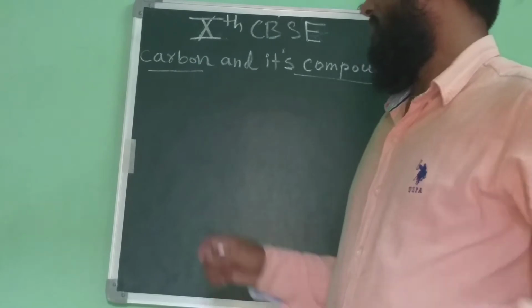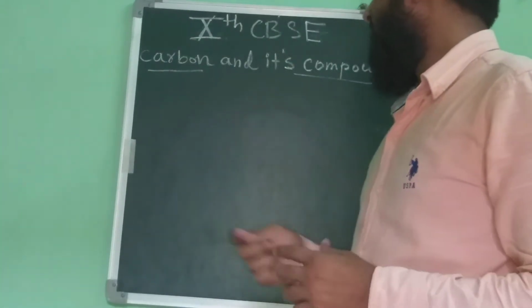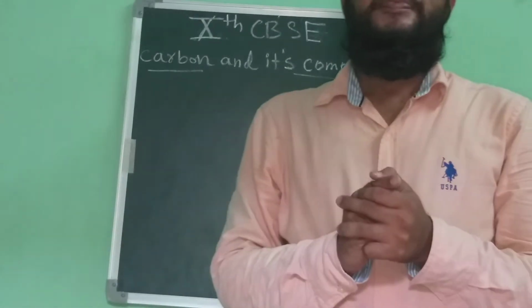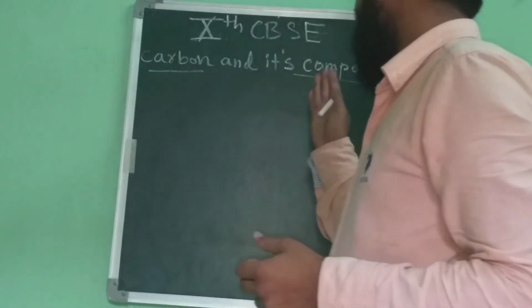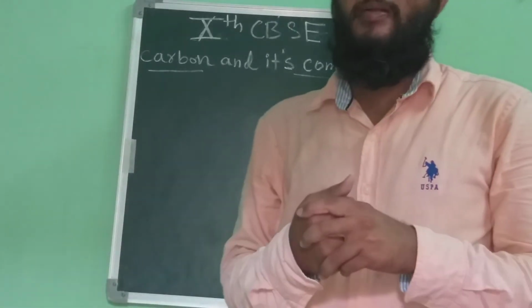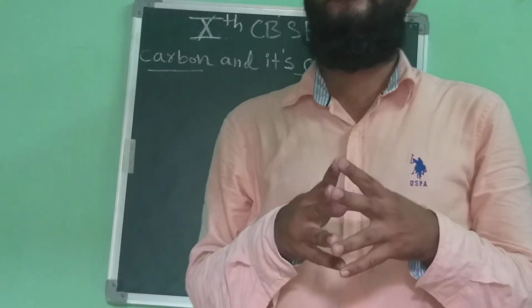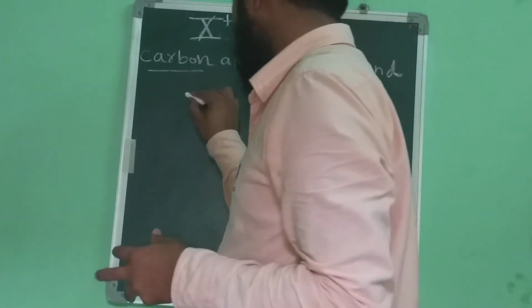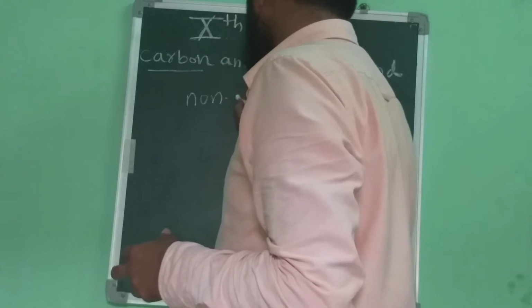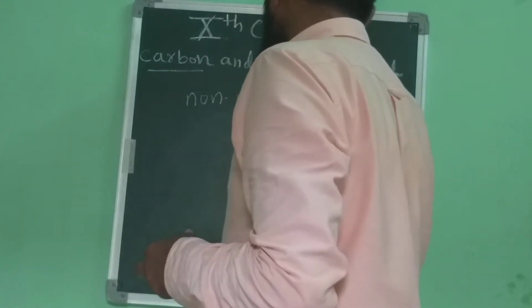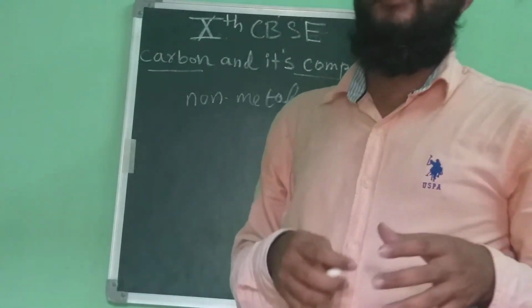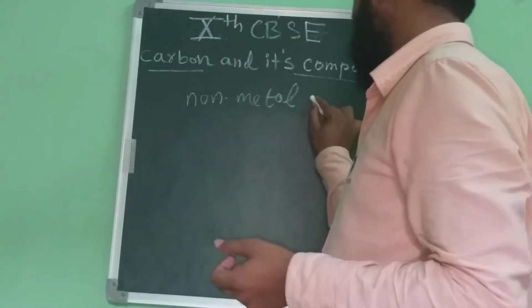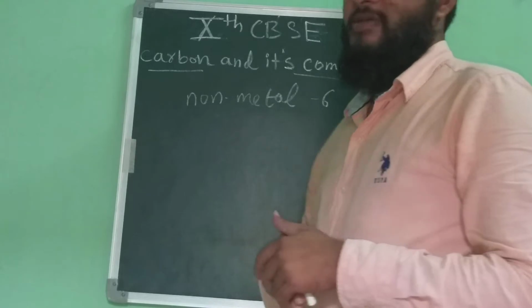Class 10 CBSE chemistry, the chapter Carbon and its Compounds. Today we are going to see what is meant by carbon and how it forms its compounds. Carbon is a non-metal element in the periodic table, having atomic number 6.